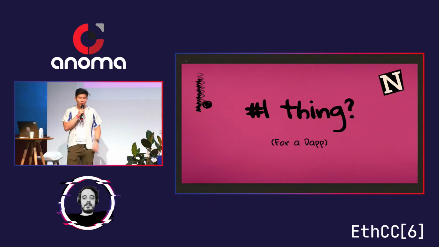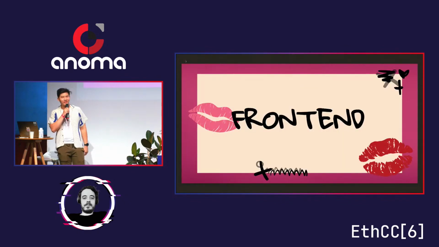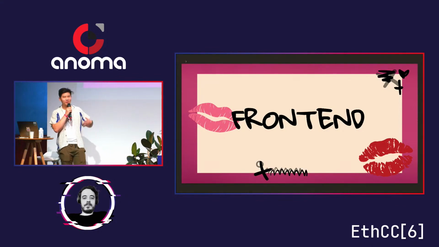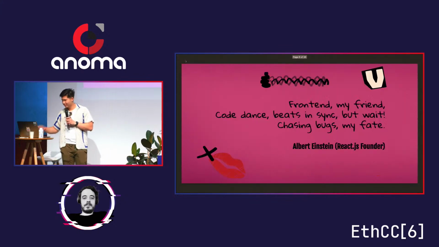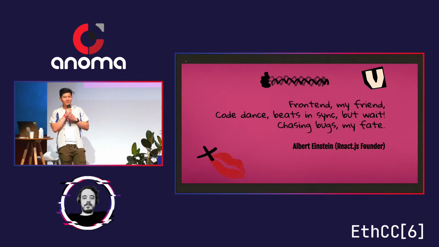So the number one thing for a dApp, does anyone know what it is? It's the front end. That's the thing that the users interact with. That's the thing that your user sees. No one really cares about the back end as long as the front end is clean and sparkling. That's all it matters from a user's perspective. And from the co-creator of React.js, Albert Einstein once said, front-end bugs are like the bane of my existence. So today I'm going to tell you how to avoid all those problems.